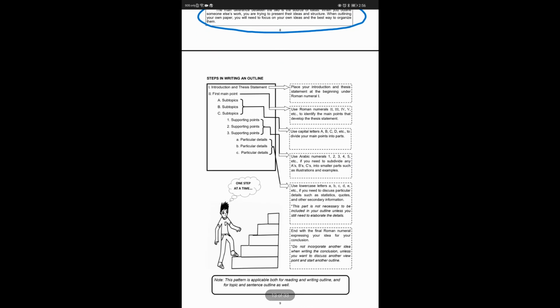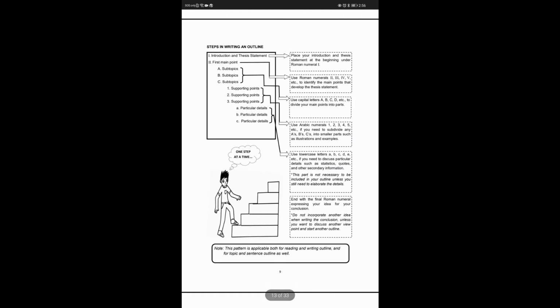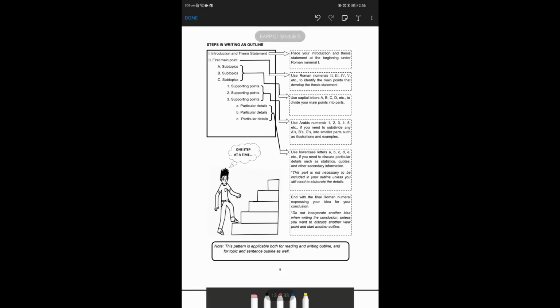Okay, let's go to the steps in writing an outline. So, guys, when you write an outline, be it a reading outline or a writing outline, make sure to remember this pattern. This is the very pattern that we commonly use when we're making an outline. You would notice here, guys, that there are Roman numerals, capital letters, Arabic numbers, and small letters. Those are the 4 commonly used organization bullets in making an outline. So let's discuss them one by one.